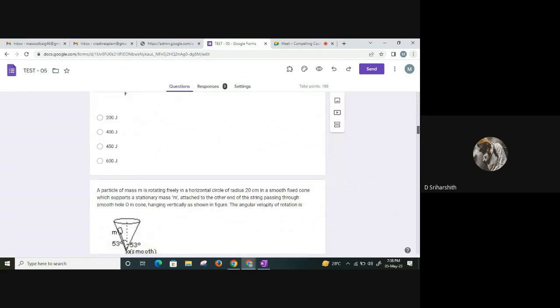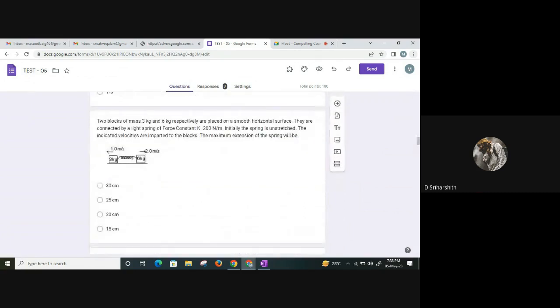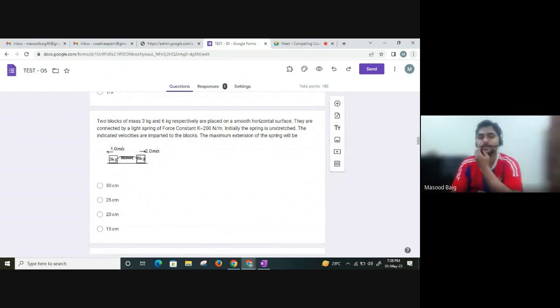One block is moving with velocity. It strikes another block with a spring. So always remember, whenever we talk about maximum deformation, it is possible only when both the blocks move with constant velocity. Right, that is the only situation.